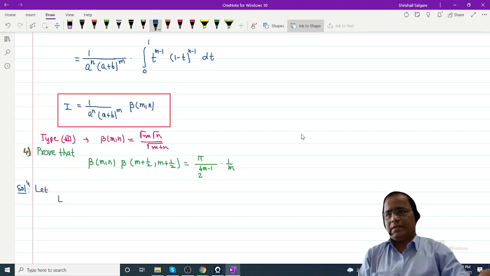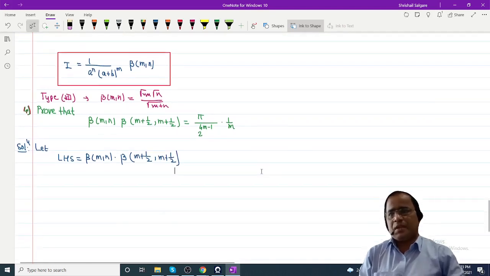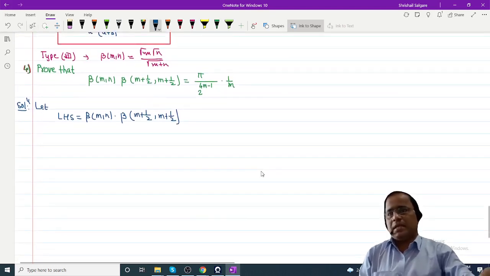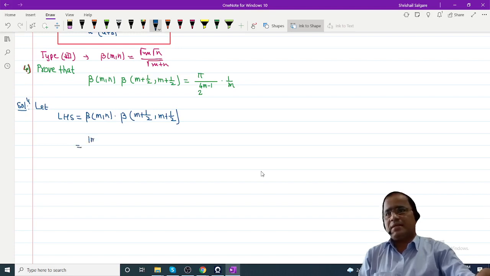So let LHS be equal to beta of m, n into beta of m plus 1 half, m plus 1 half. Simply, I started with that property. Now next, for that LHS, I will apply the property. This I will write as gamma m into gamma n divided by gamma of m plus n.